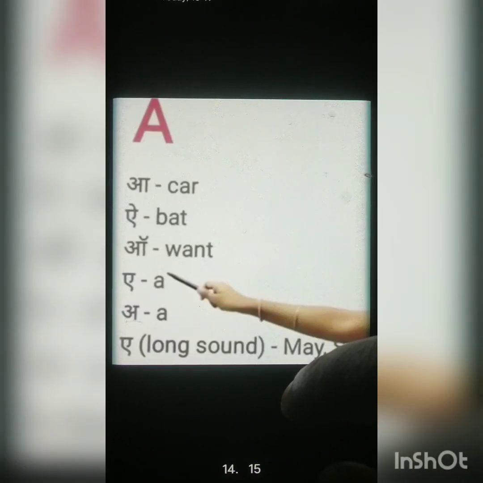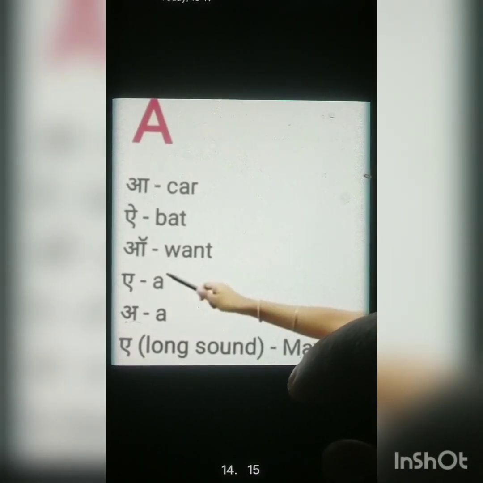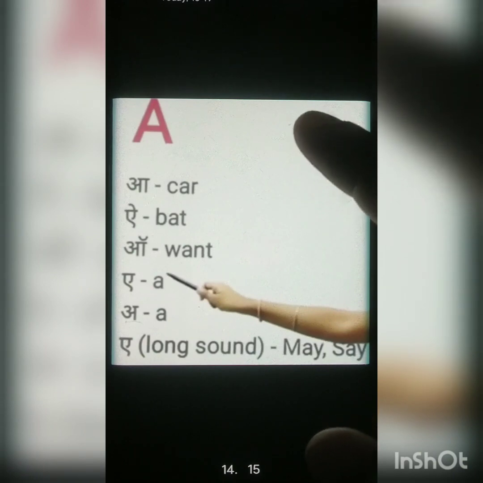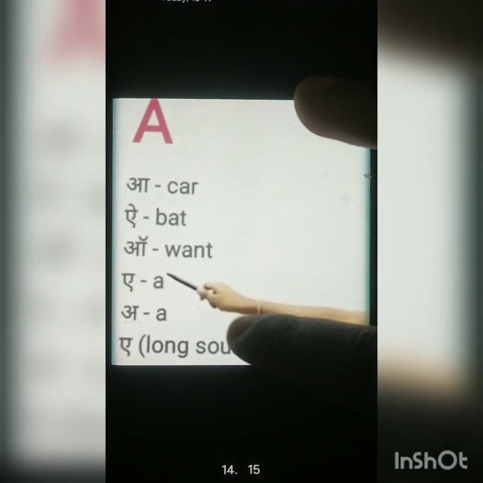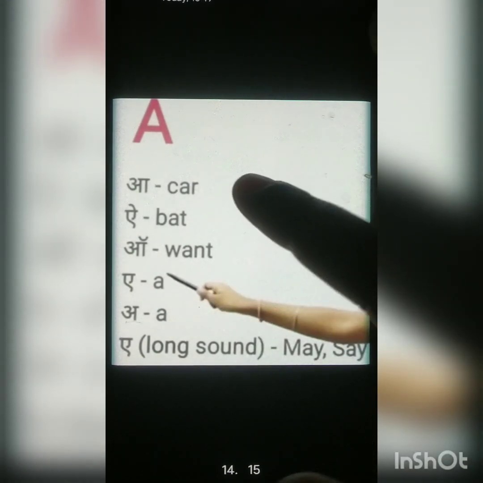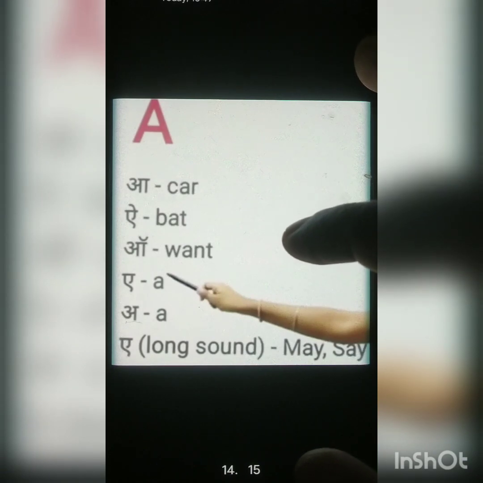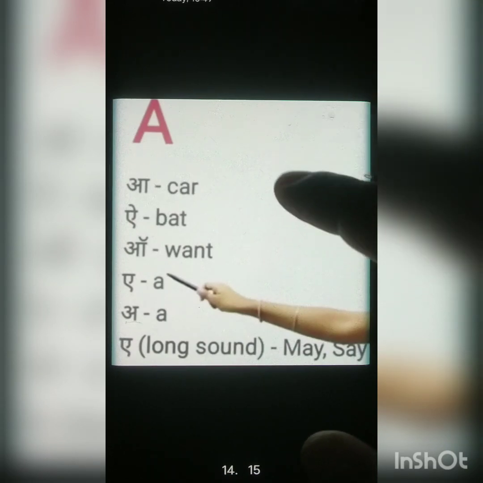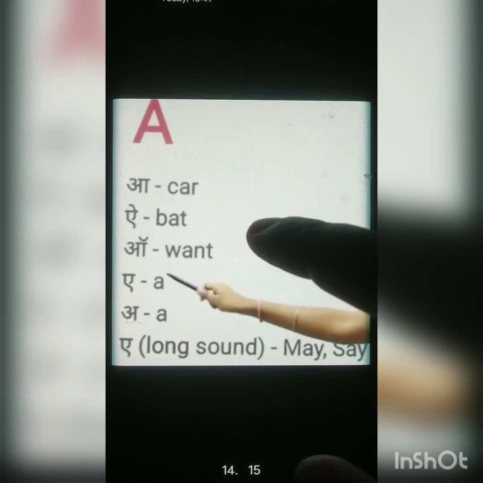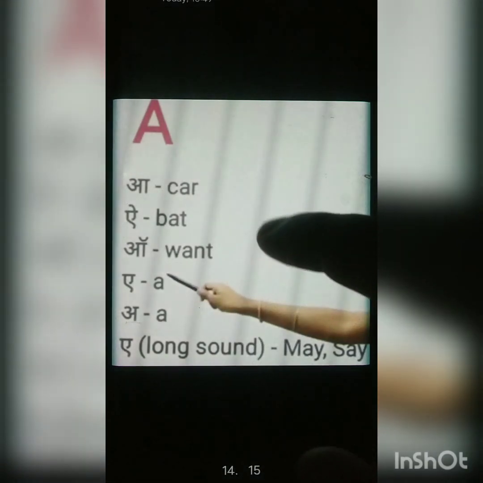Just to see it very carefully. After that I shall be asking you regarding this discussion. So A has many types of sounds. A-U-C, C-A-R, car. Tell with me, car. A sound is there. Okay? A sound is there. R, car. It's not A sound is there.